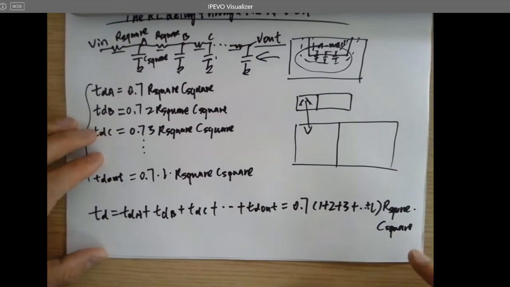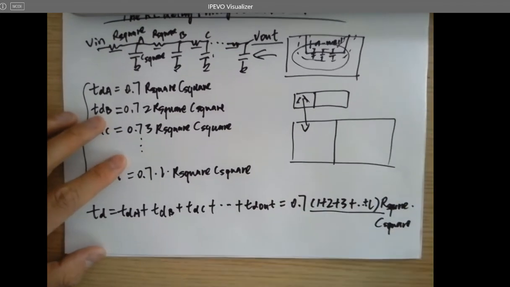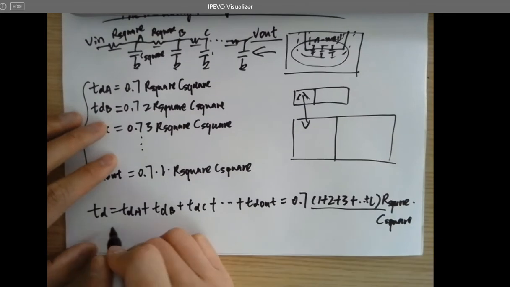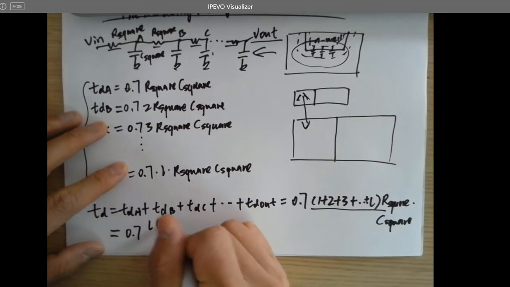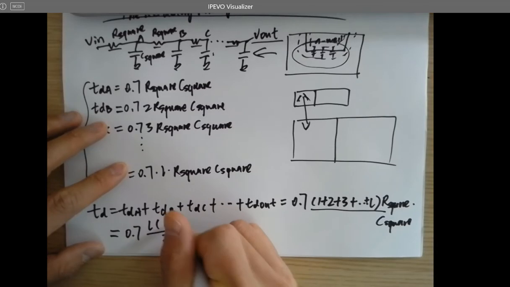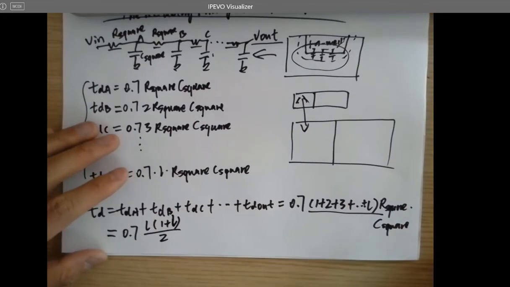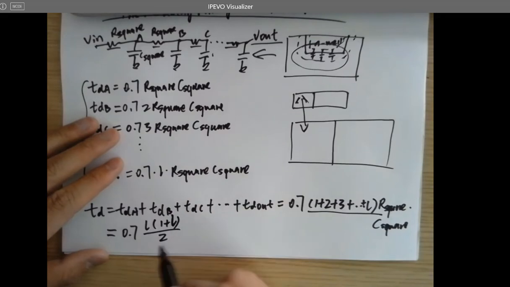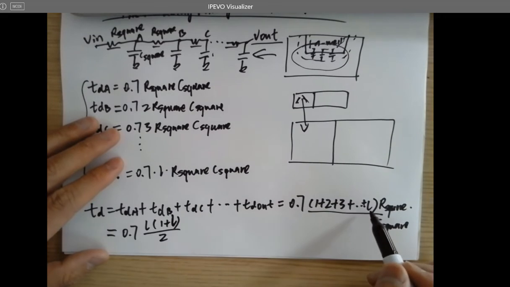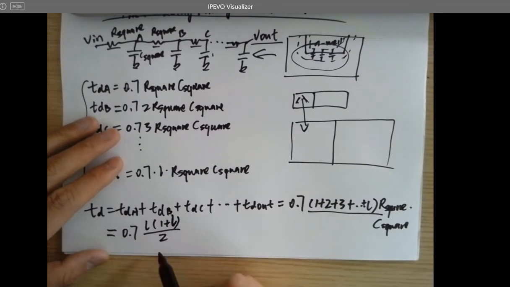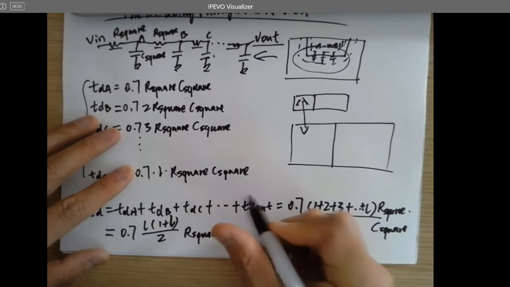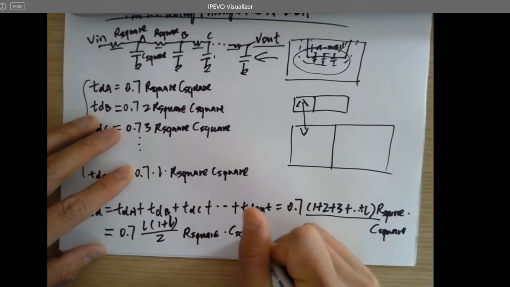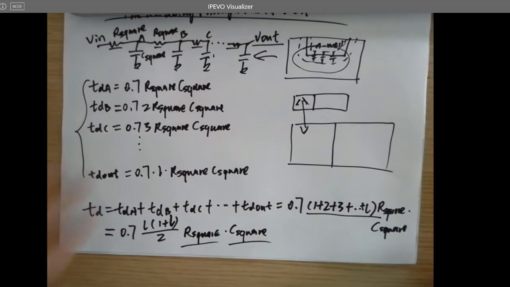Right? And what is the summation of this term? You may have learned this somewhere. That's a conclusion. So 1 plus 2 plus 3 until L equals L times (1 plus L) over 2. So the overall delay is 0.7 times L(1+L)/2 times R square times C square. And these two parameters are normally given for the calculation.